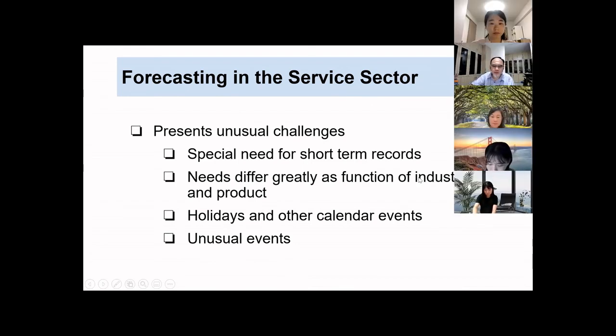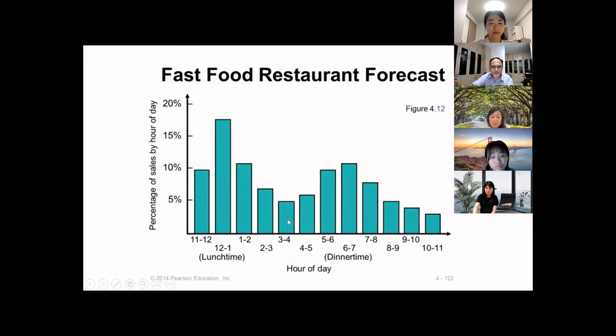So there is a special need for short-term records. Needs differ greatly as a function of industry and product. Hotel is different from banking. They have holidays and other calendar events, and it is affected by unusual events. For example, fast food restaurant forecast: percentage of sales by hour of day. So you can see the fluctuation, lunchtime and dinner time.